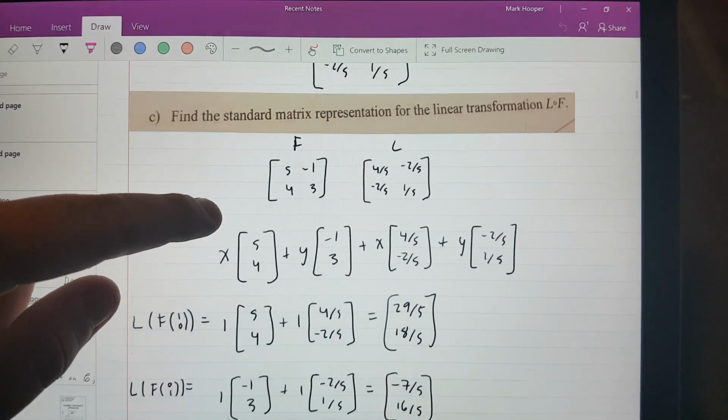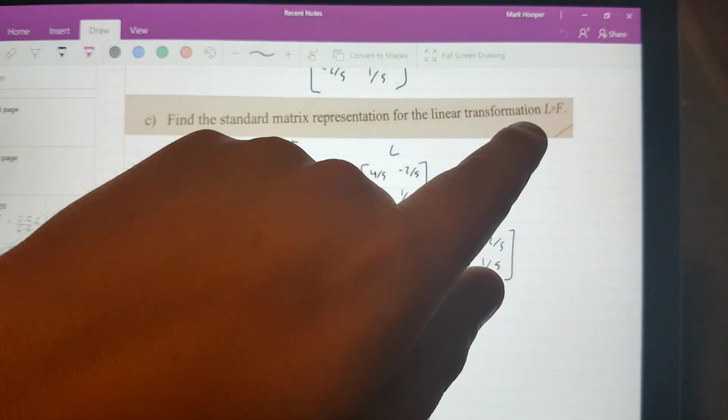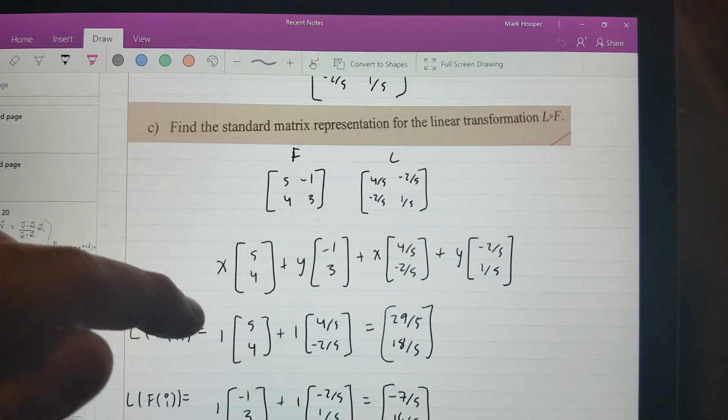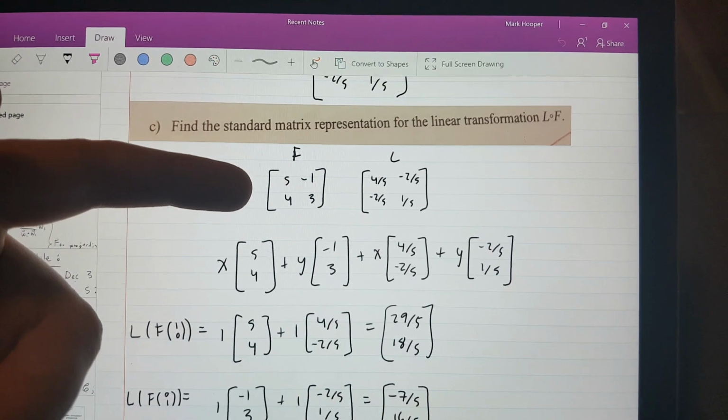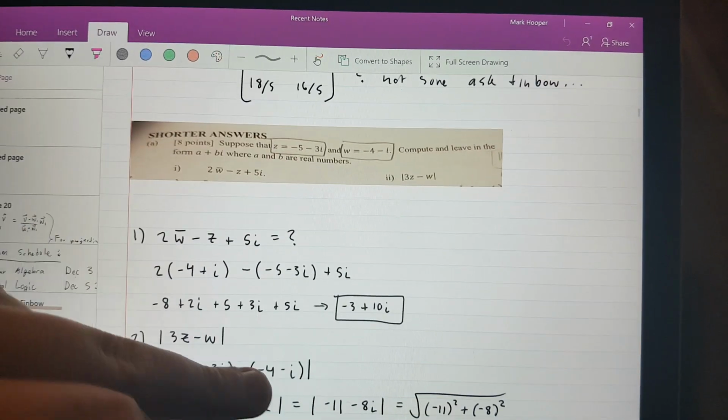Find, oh yeah, this is wrong. Find the standard matrix representation for the linear transformation. You're going to apply this to this. You just multiply these 2 together, and whatever your result is going to be that. I did that wrong the first time. I didn't actually update it.